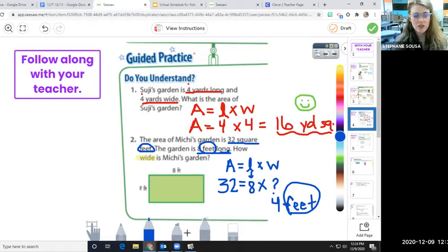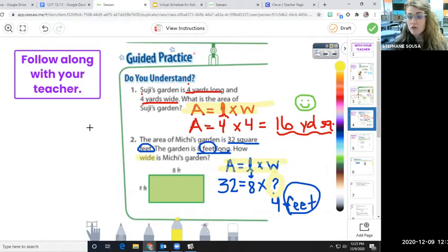So this equation right here is going to be very helpful to us. Area is equal to length times width. And it's going to be super helpful when they tell us the area, but we're missing the length or the width. Okay, because then we're going to know what we're multiplying by and what we have to stop at, what our product is. Okay. Questions on how to solve 1 or 2.